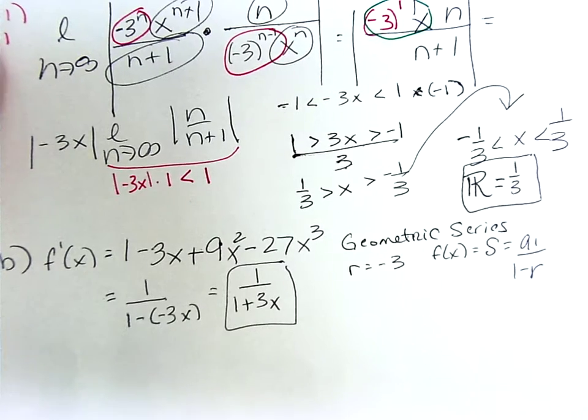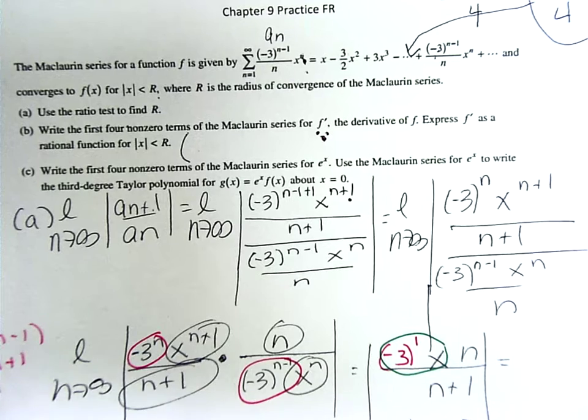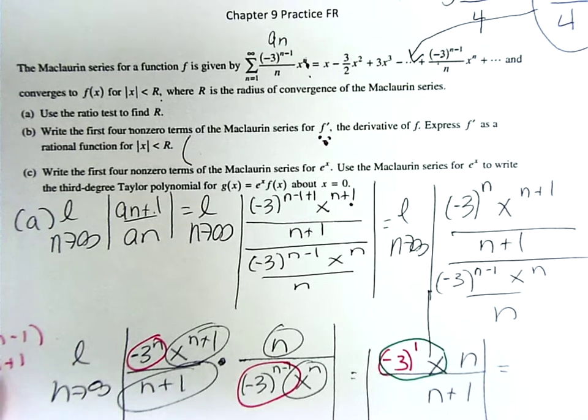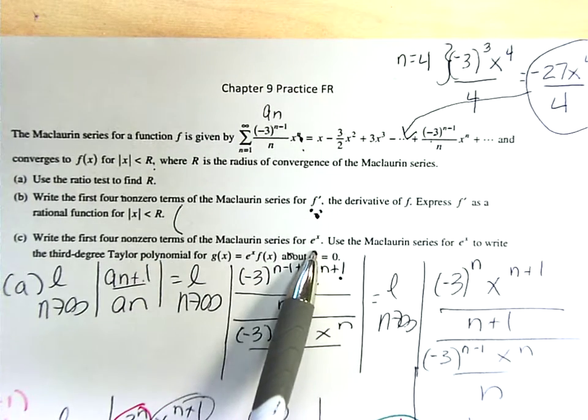The last question is very common on this exam. If you get a question for the power series, they always like to have you dream up these other power series. In other words, they take what you have and they want you to multiply it by something. So it says, write the first 4 non-zero terms of the Maclaurin series for e to the x.